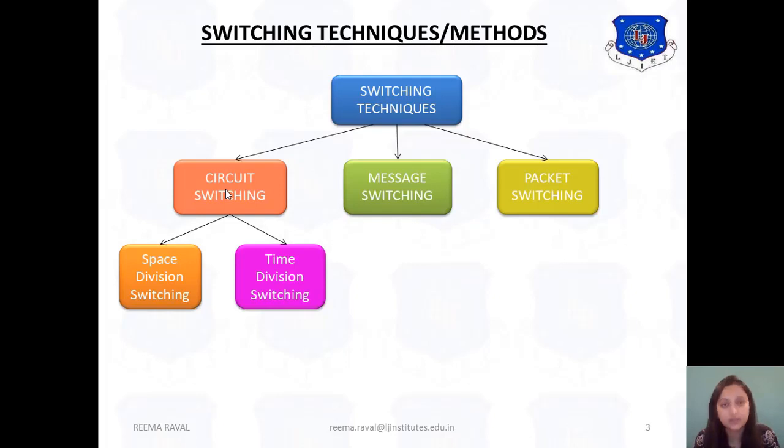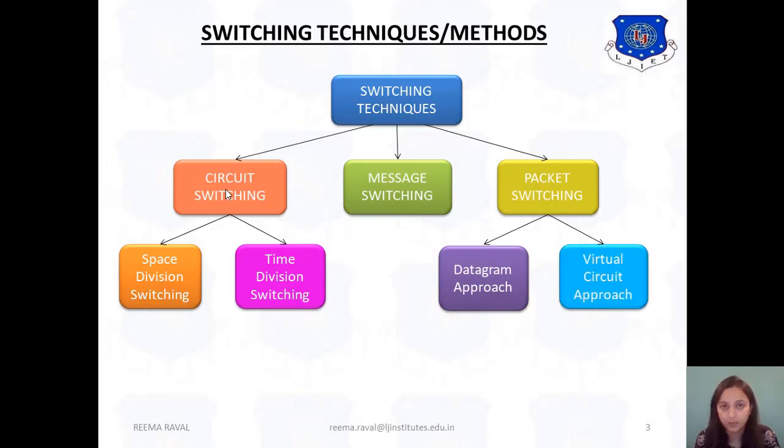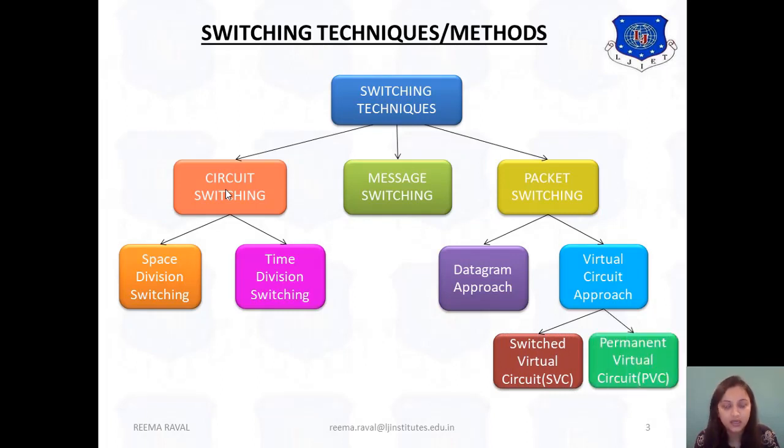Similarly, in packet switching, there are two approaches. The first one is datagram approach and the second one is virtual circuit approach. Now in virtual circuit approach, there are again two types. The first one is switched virtual circuit, that is SVC, and the second one is permanent virtual circuit, that means PVC. We are going to consider all of these switching techniques in detail, what are the advantages of each, and which one is best among all of these three available techniques. So let's start with the first technique, that is circuit switching.